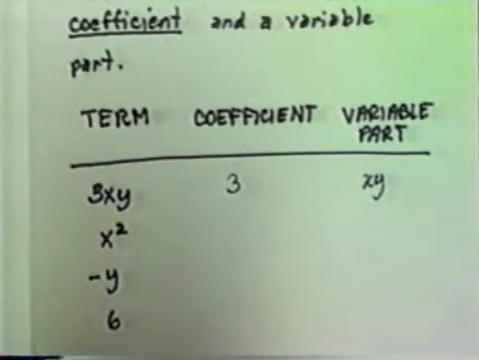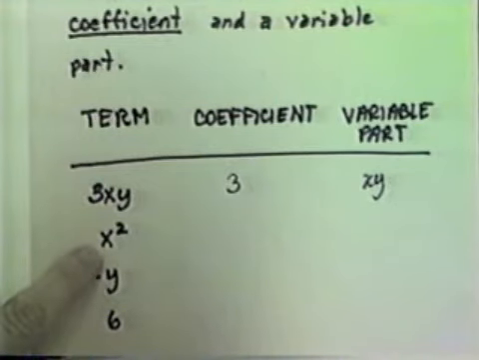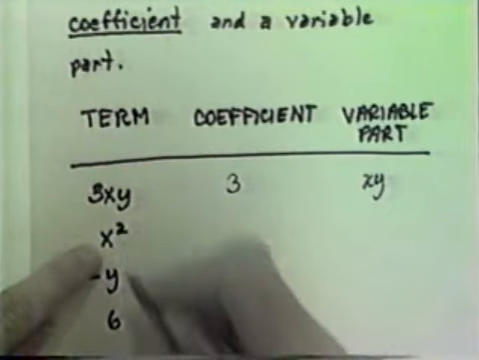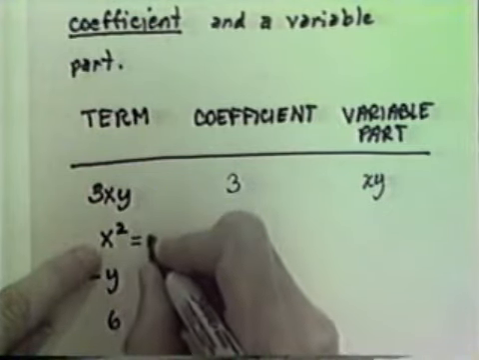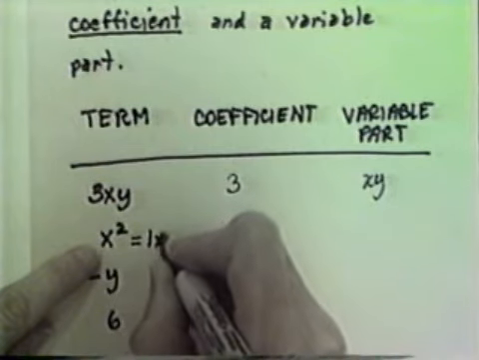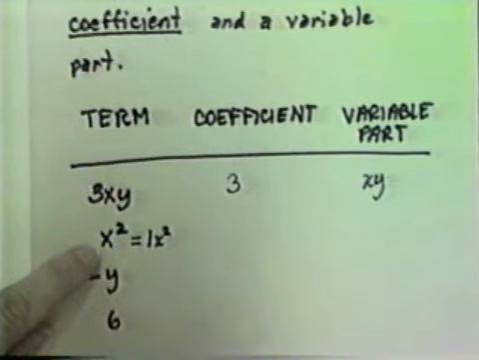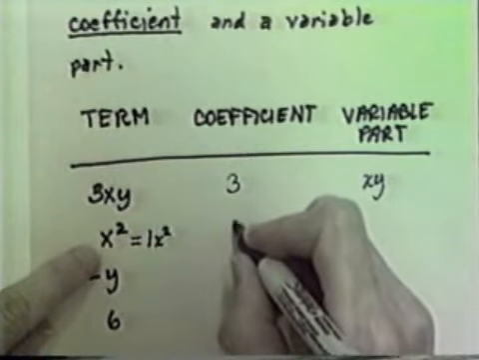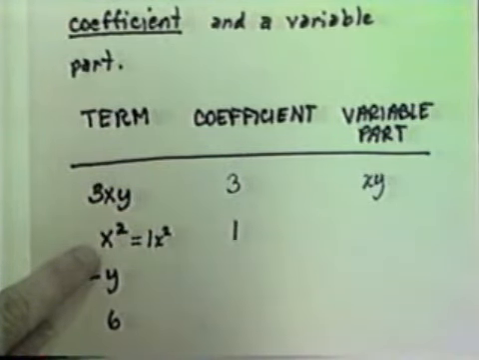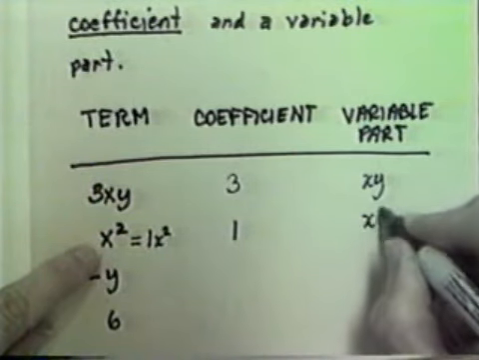The second term in our expression is x squared. X squared has no numerical coefficient showing. However, we know that x squared means 1x squared. Therefore, the coefficient is understood to be 1, and the variable part is x squared.